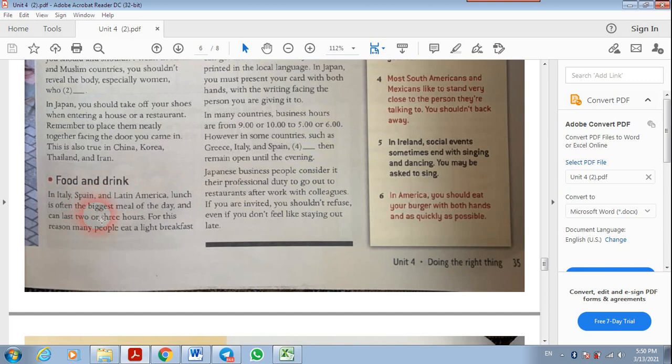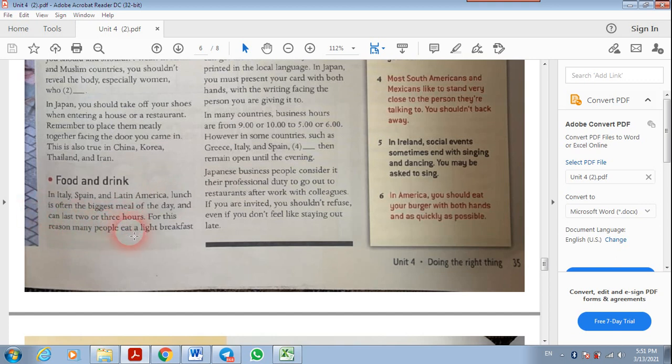Lunch is often the bigger meal of the day. Lunch. We have breakfast, lunch, and dinner or supper. So lunch, the biggest meal of the day, can last 2 or 3 hours. Last here is a verb. Can last.